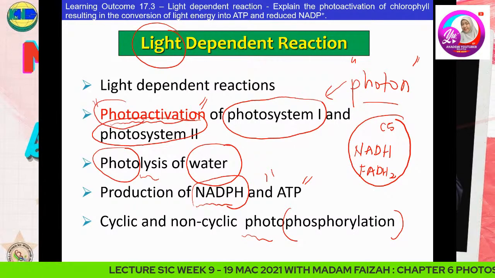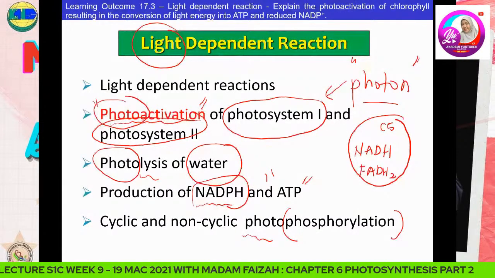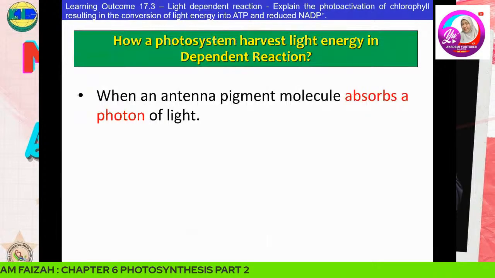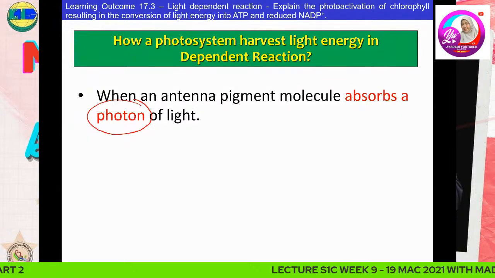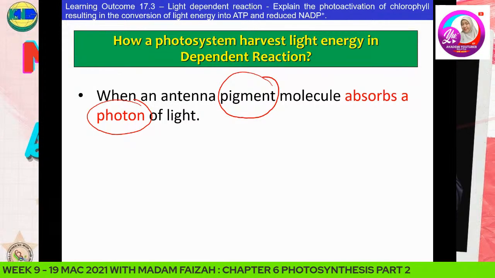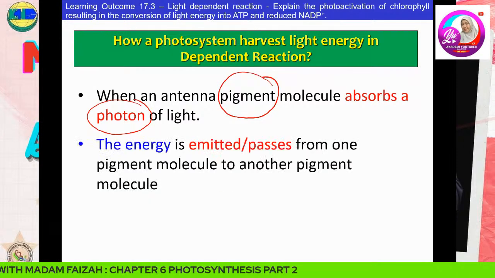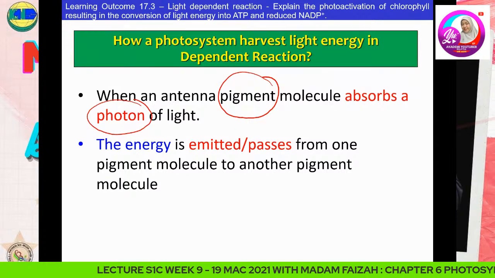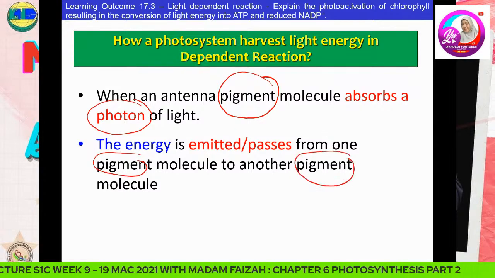Photoactivation. So how does this photosystem harvest light energy in the light dependent reaction? Like teacher mentioned in class, the photon. Like teacher mentioned earlier, we have all sorts of pigment molecules, chlorophyll molecules which absorb a photon of light. So when this chlorophyll is able to absorb this photon, it will transfer this energy from one pigment molecule to another pigment molecule. So that is how it works.